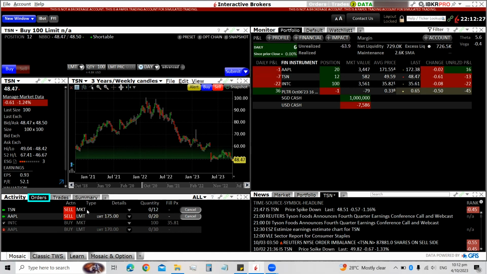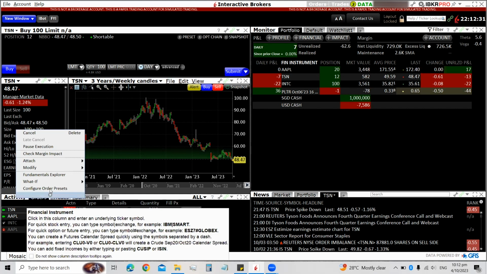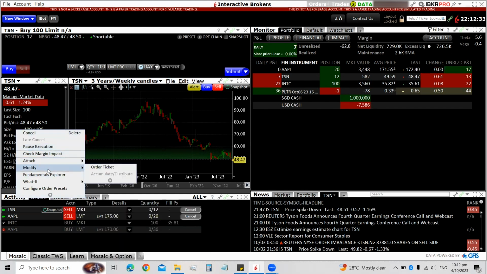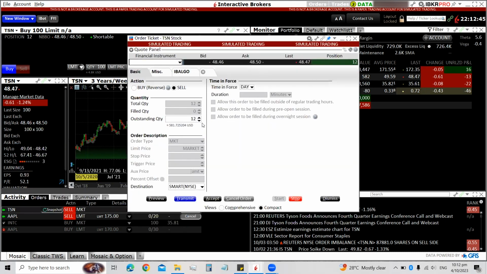In the event that you want to know more about your trades, you can right click, and then you can either modify your order ticket, or you can proceed to cancel here. So let's have a look at the order ticket in case you want to modify it. Okay, because it's a market order, you cannot change the limit price. So here everything is grayed out.